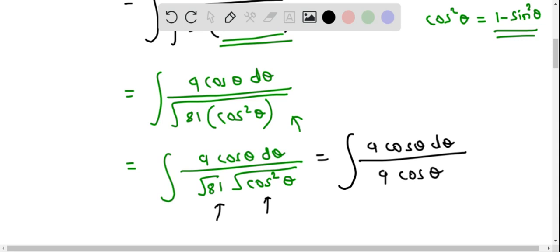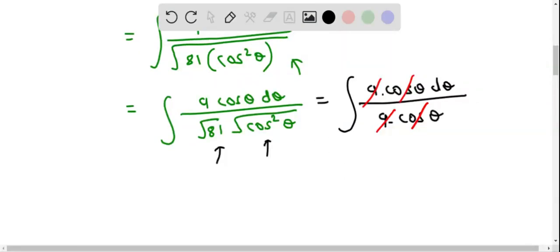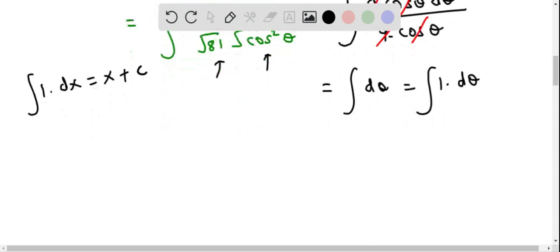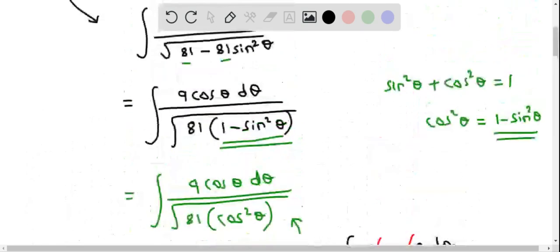So basically we get the same term both in the numerator as well as the denominator, which means we can cancel these terms. 9 cancels with 9, cos theta cancels with cos theta. So therefore we are left with just integral of d theta. So this is basically equal to 1 times d theta, and we know that integral of 1 dx equals x plus the integration constant c. So similarly, if you integrate 1 d theta, we just have to put the variable, that is theta plus c. We cannot leave it with theta since we made this substitution in the beginning.